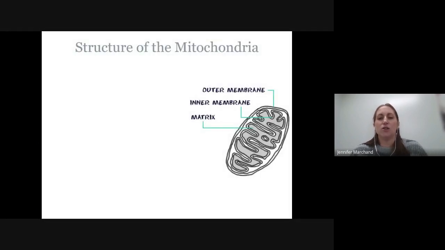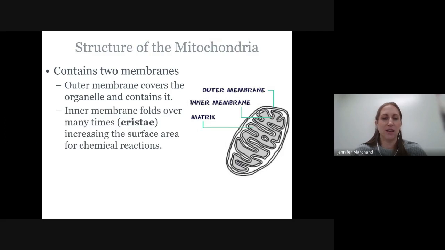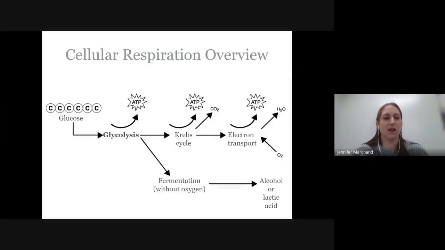Okay, we remember learning about mitochondria from our first semester. It has two different membranes. The outer membrane covers the organelle, and then the inner membrane folds over many times, the cristae, increasing the surface area to help with those chemical reactions that we're talking about here. The matrix is very fluid inside of the mitochondria to allow these interactions to happen.